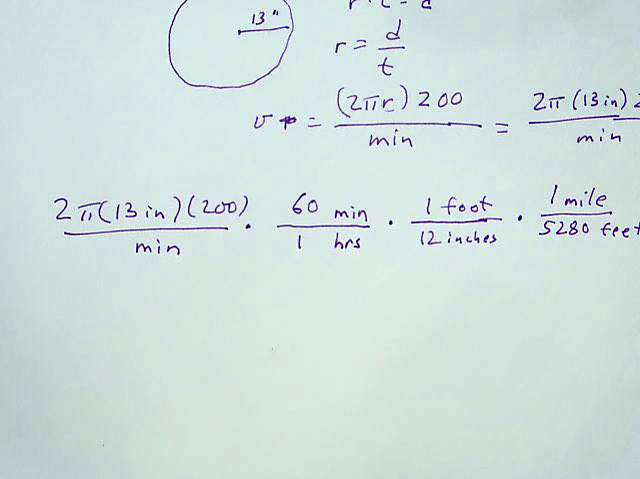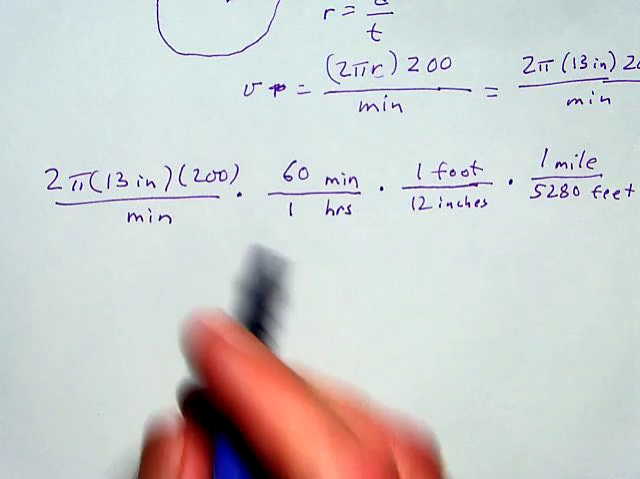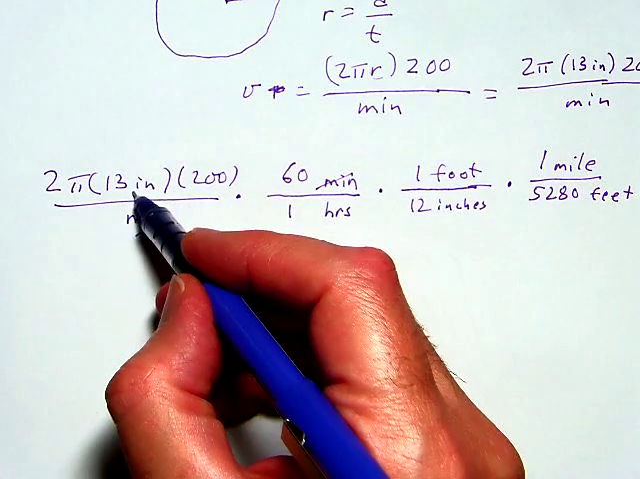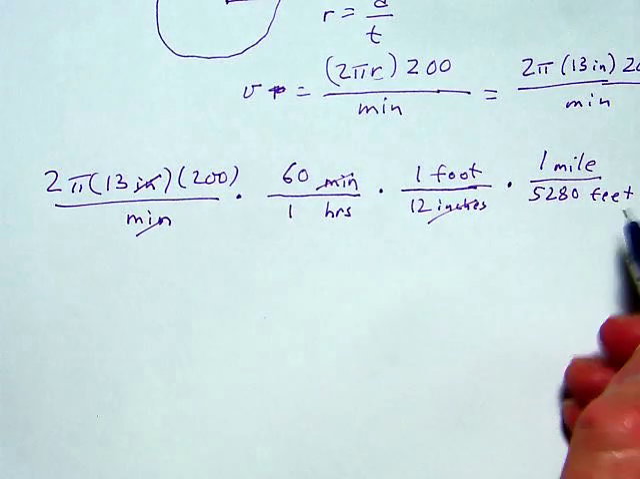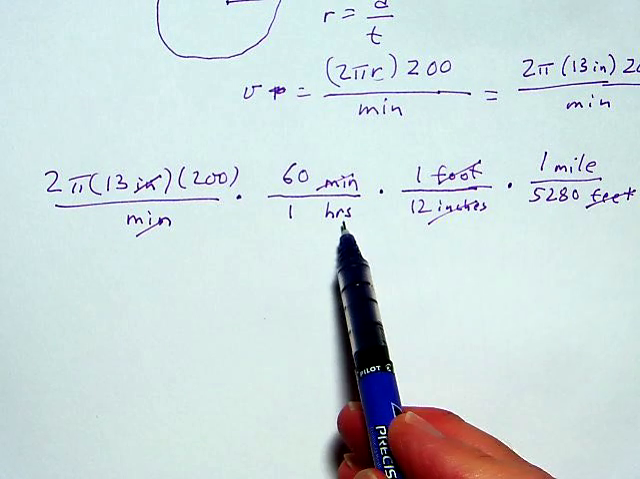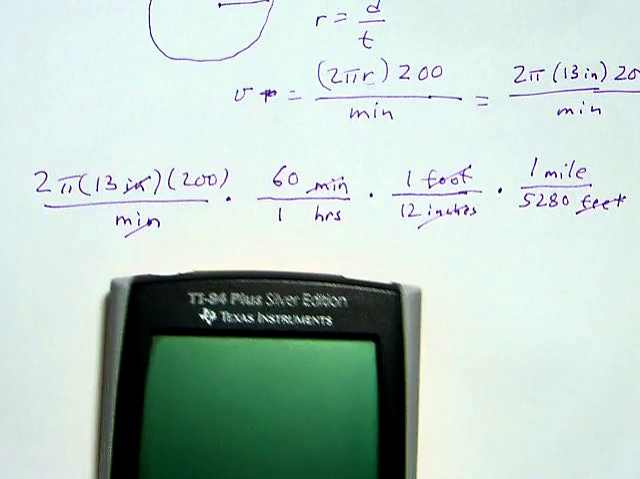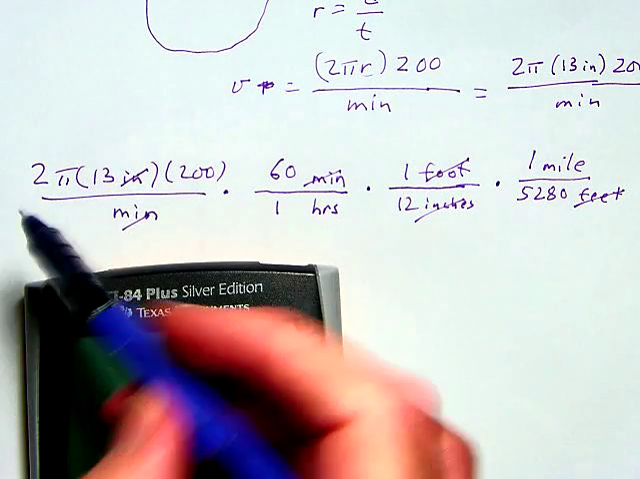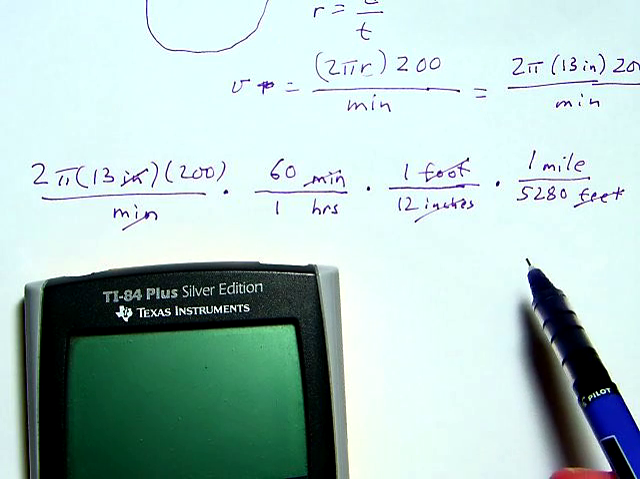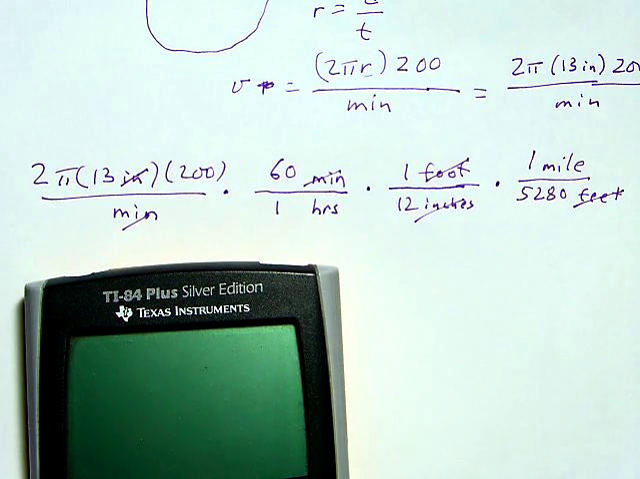So this is a way you could do unit conversions. Let's go ahead and cancel out minutes, cancel out inches, cancel out feet. So now we are finally left with miles per hour. All we have to do is multiply everything out and see what we get. So let's multiply 2 pi by 13 by 60, and then divide the whole thing by 12 times 5,280, and let's see what we get.